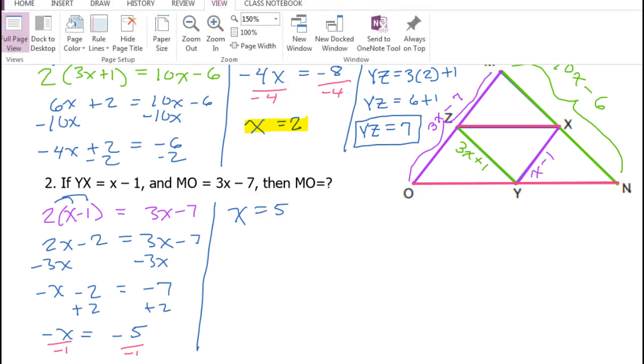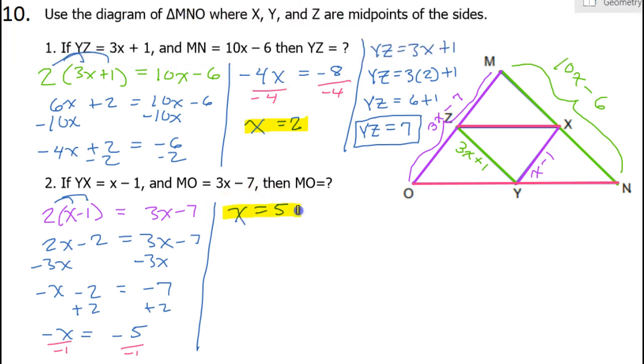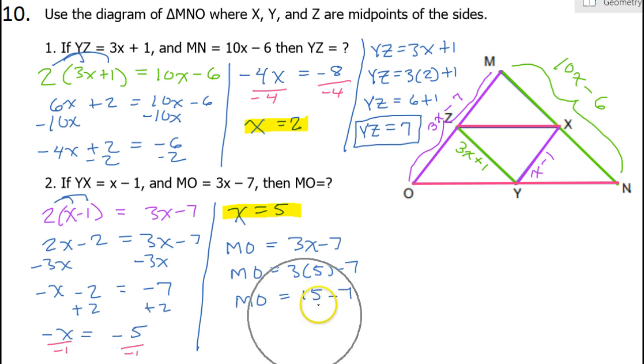Now be careful, once again, this is not the final answer, because they actually asked me to find MO. So I know that MO is equal to 3x minus 7, which means that MO is equal to 3 times 5 minus 7. So MO is 15 minus 7. So MO is 8.